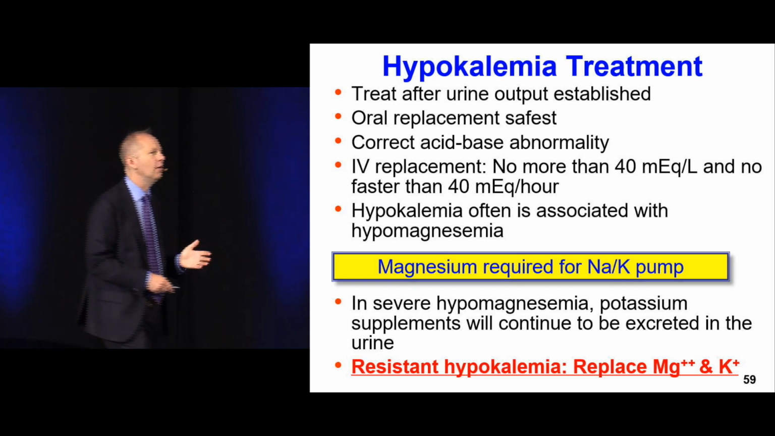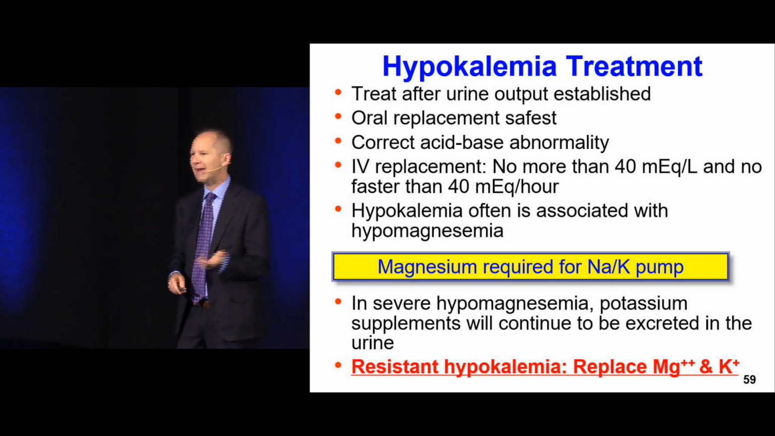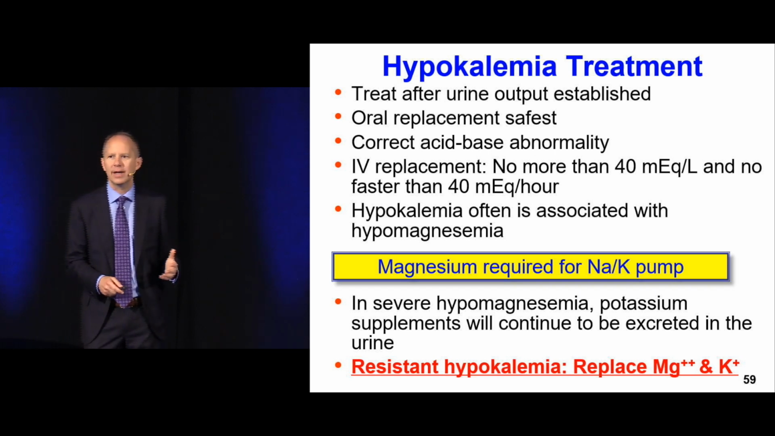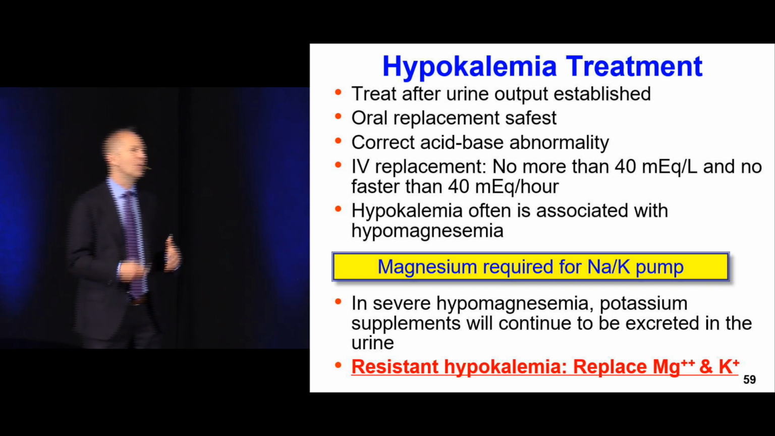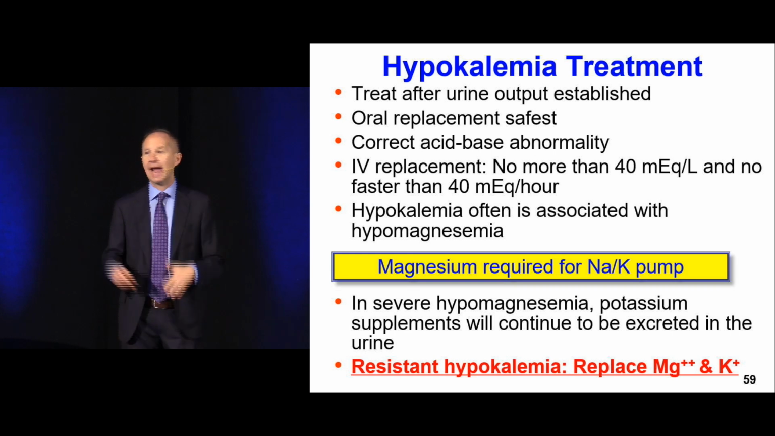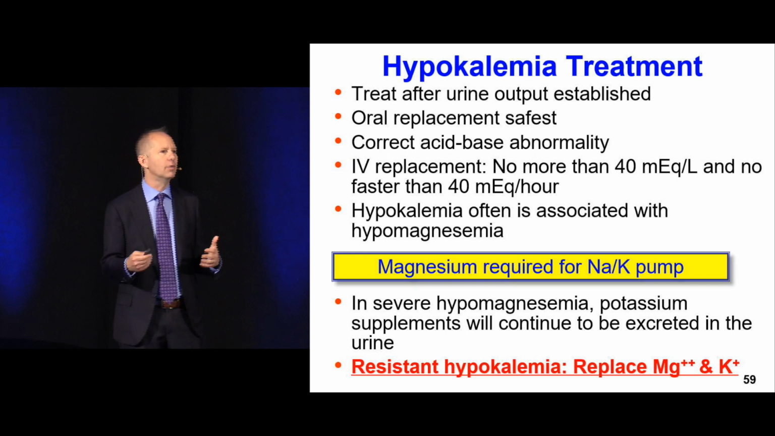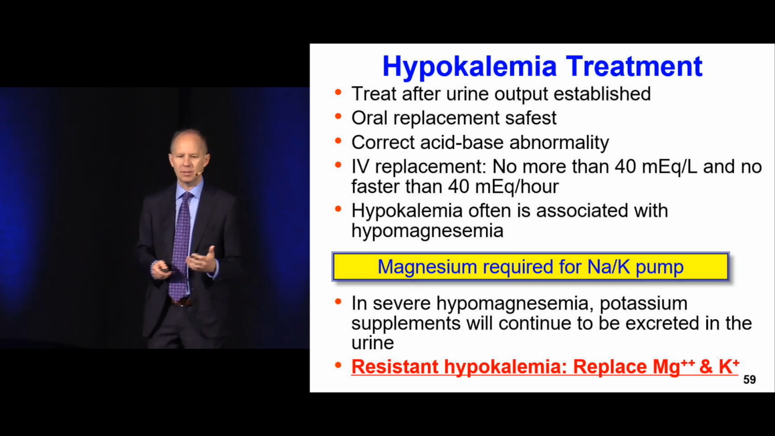PO, absolutely. PO, you can give larger volumes, you can give it faster and safer. As long as the person has a working GI tract, isn't vomiting like crazy and you can't control it, then oral is definitely the way to go. If you want to add some IV, by all means, go ahead, but don't forget the PO route. You've got this great way to get people potassium orally.